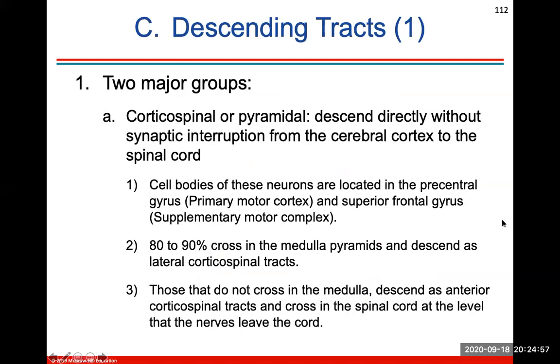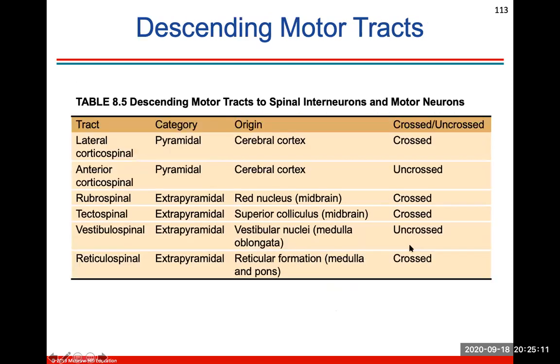There's 2 major groups of descending tracts. They can be corticospinal or pyramidal. They will descend directly, without synaptic interruption, from your cerebral cortex in the brain to the spinal cord. So these are the descending motor tracts to the spinal interneurons and motor neurons. And again, they're called descending motor tracts because anything that descends in the spinal cord from the brain will have a motor impulse. So that impulse will go into any skeletal muscle or gland that it will innervate.